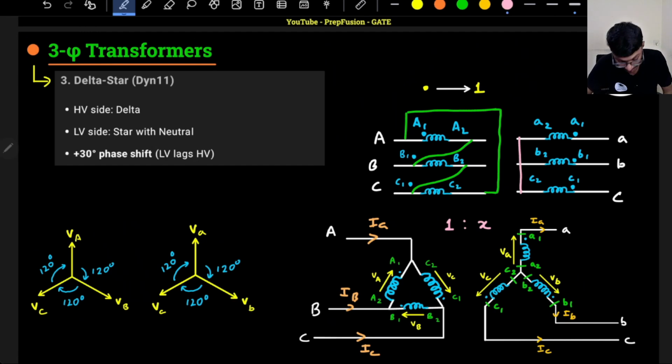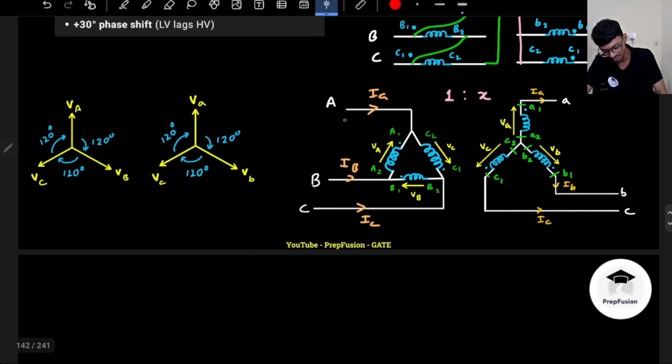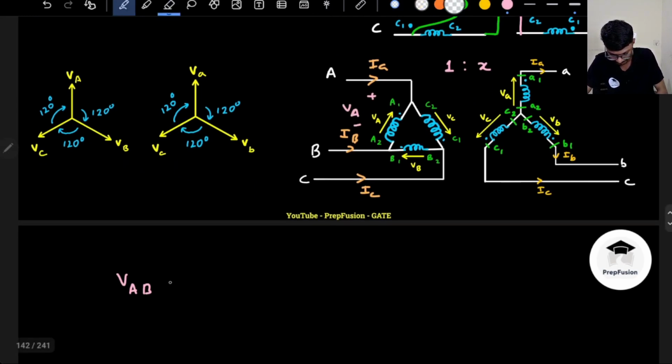Okay. Now let's discuss the line voltages. What is the phase difference between the line voltages? What is VAB? VAB in the high voltage side is simply plus, this is plus, this is minus, so it is VA, plus minus VA. So this will basically be plus VA only.